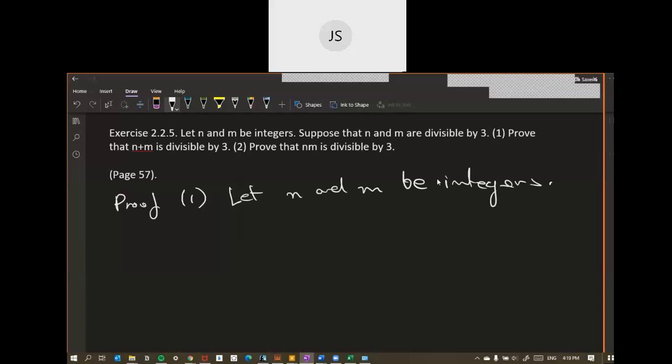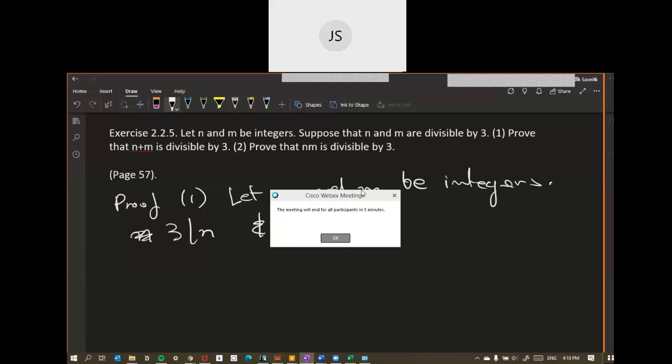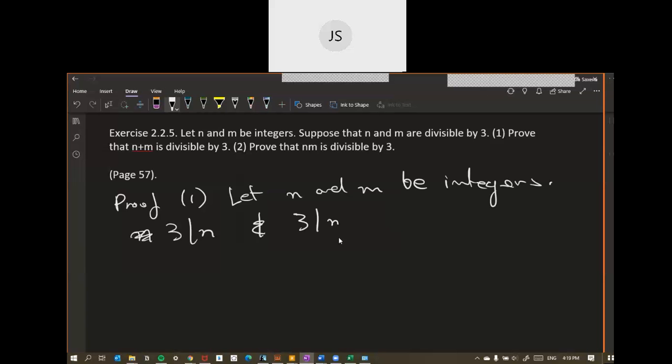But first, you have to write your assumption, especially because you're in 1-1-1. It's very important. You will lose points if you do not do this. So let m and n be integers, and 3 divides n, and 3 divides m. So as you suggested, n is equal to 3 times a, and m is equal to 3 times b.